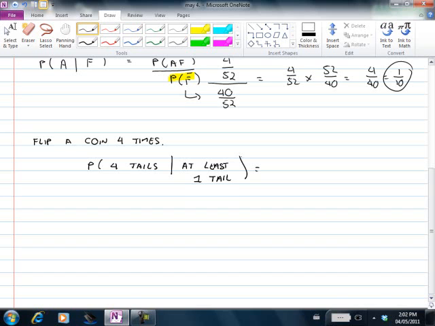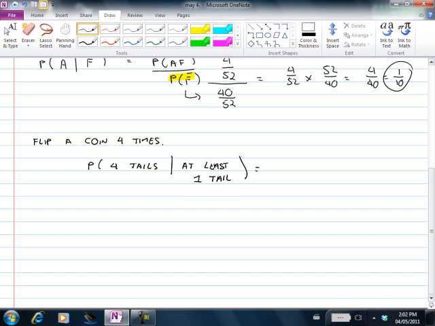What's on the bottom? Nope, 0.5 power 4 is not it. How do you do at least 1 tail? Oh, 1 minus 0.5 power 4, right? Yep. And if you're lost, make sure you just ask me. I'll come around and help you out.